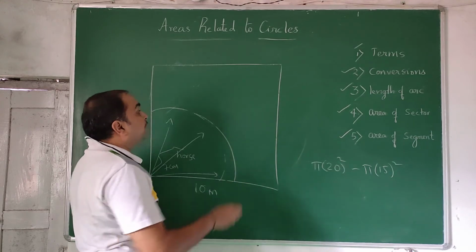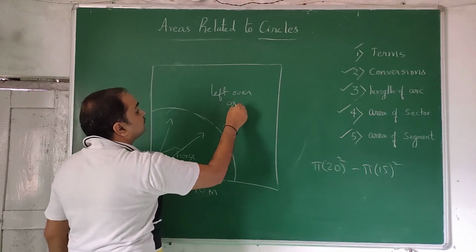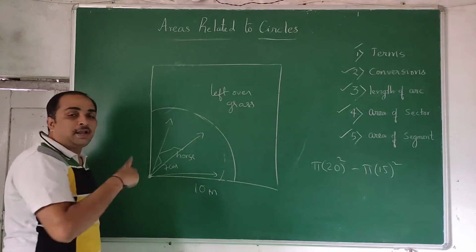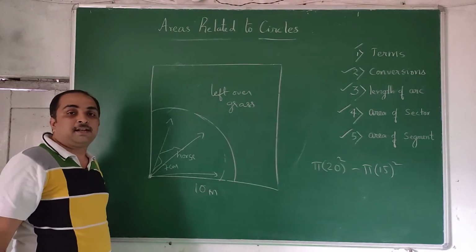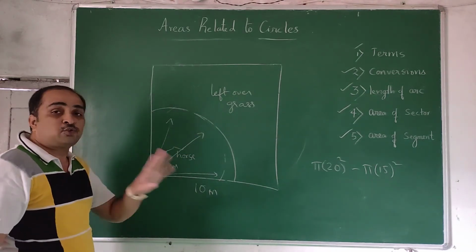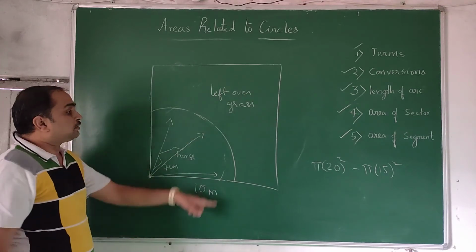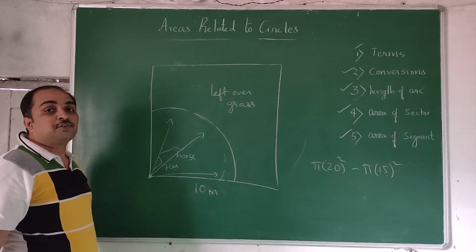grass there. Leftover grass you want, then take square minus this segment area. Square area, you know, 10 into 10 minus this portion of the area, which is 1/4 of the circle of radius 7 cm, because it is not a full circle. 1/4 of circle of 7 cm.